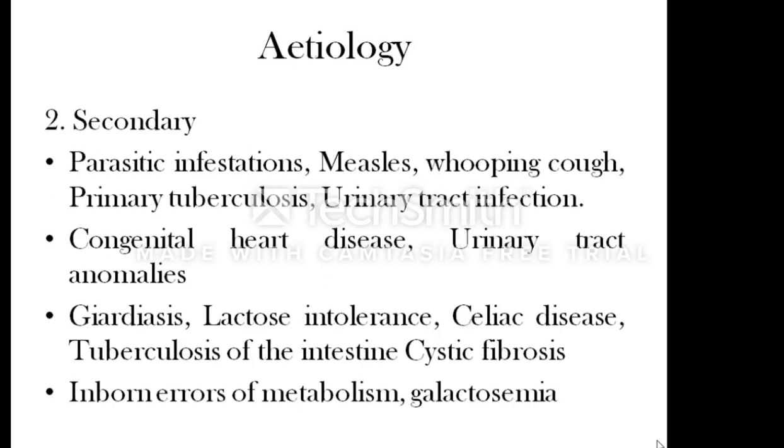So there are also secondary causes of malnutrition. Secondary causes may be due to infections, infestations by parasitic worms, infections like measles, whooping cough, and primary tuberculosis, or urinary tract infection. It may also be secondary to congenital heart diseases and urinary tract anomalies, giardiasis, lactose intolerance, celiac disease, tuberculosis, and cystic fibrosis. And then the inborn errors of metabolism, particularly those of glucose, like galactosemia.